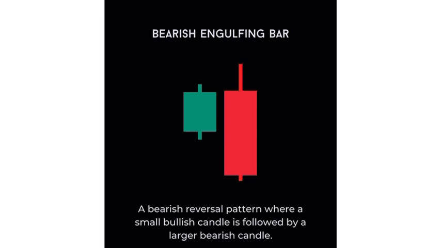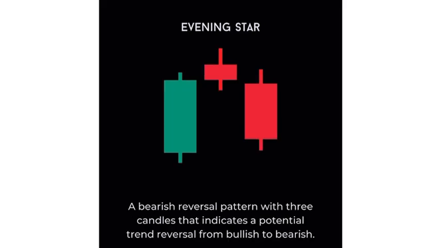We have the bearish engulfing bar, a bearish reversal pattern where a small bullish candle is followed by a large bearish candle, right? So to tell you that the market is about to reverse, when you see this particular kind of candle, first you see a small candle, right? And then you see another candle that is a lot bigger. Another one is the evening star, right?